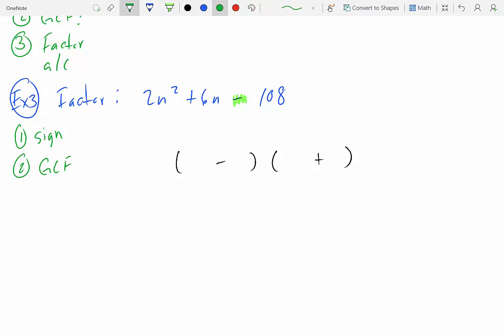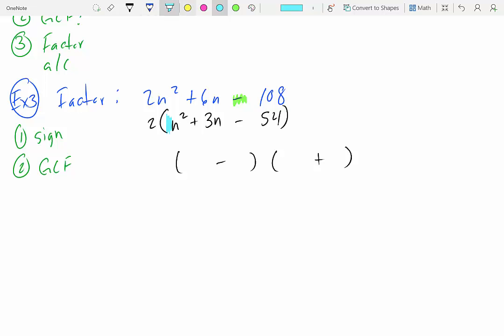is there a GCF? There is a GCF. They're all even. 2, 6, and 108 are all even, so we can go ahead and take a 2 out. So if we take a 2 out of 2n squared, we're left with n squared. If we take a 2 out of 6n, we're left with 3n. And if we take a 2 out of negative 108, we are left with negative 54. So you see how we took the GCF out? Because we absolutely have to. You cannot skip that step. Since we took it out, now there is nothing in front of the n squared. So we can go ahead and continue with how we usually factored.